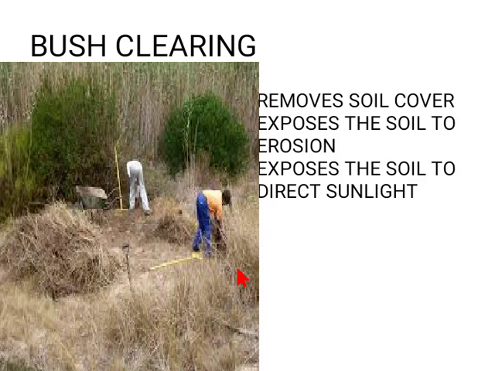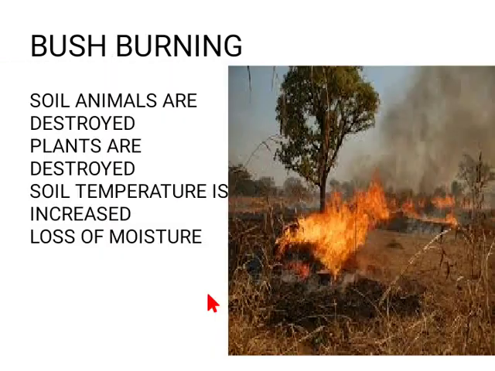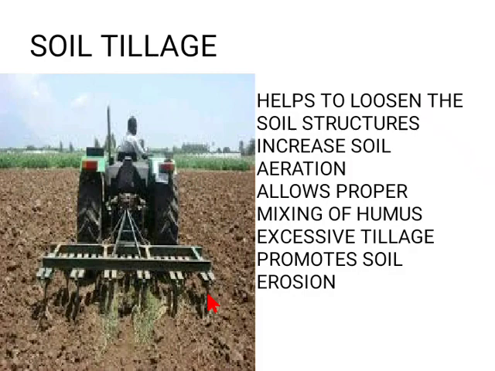Bush clearing will remove the soil cover. You can see the soil cover being removed by the farmers. It exposes the soil to erosion. It exposes as well the soil to direct sunlight. And when direct sunlight reaches the soil, it will become heated, and the animals in the soil can be destroyed. Bush burning too is another agricultural practice. Soil animals are destroyed, plants are destroyed, soil temperature is increased, and there is loss of soil moisture.